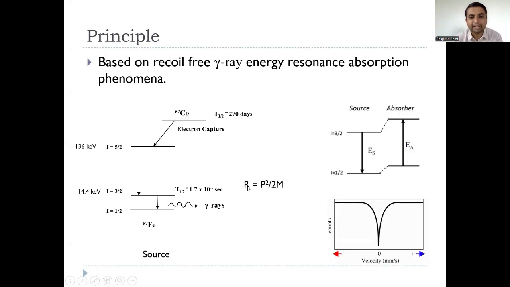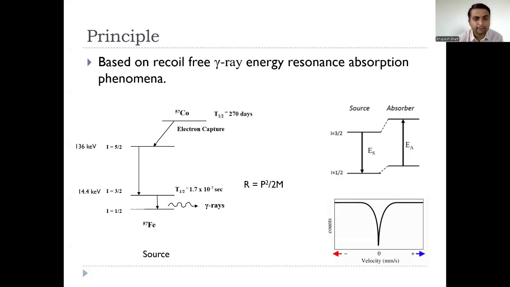First of all, this R is equal to P square by 2m. So by increasing the mass, we can easily reduce this recoil fraction. And that's why to minimize this recoil energy, we use 57 Fe. See, actually our source material is this 57 cobalt. The source material is 57 cobalt, and through that beta decay process which we have discussed earlier, that is through electron capture, it is converted into 57 Fe over here. So this I is equal to 5 by 2 is the second excited state of 57 Fe. So this process is beta decay process.